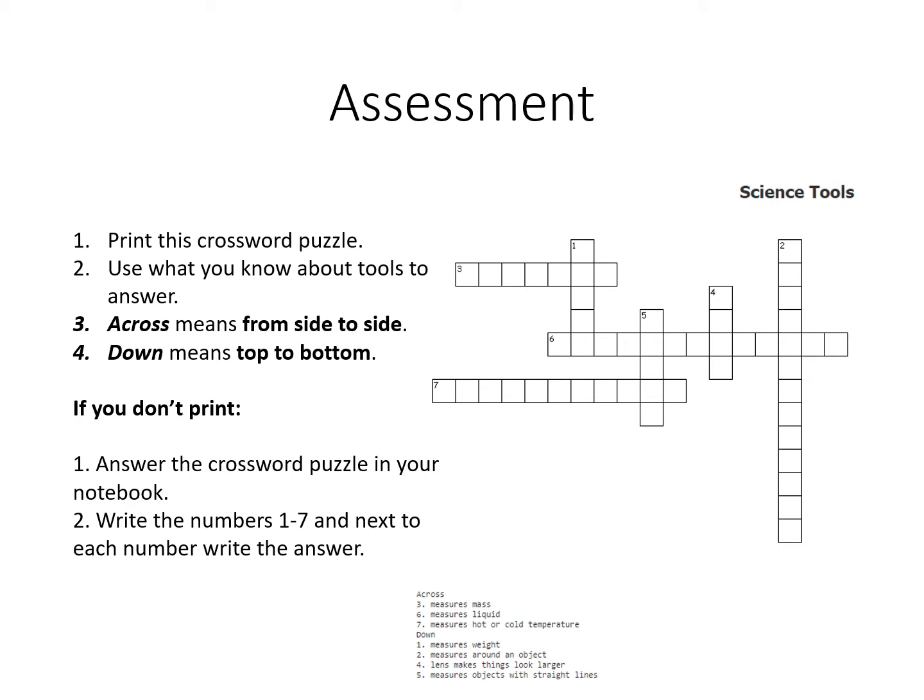So this is your assessment. You're going to print this crossword puzzle. You're going to use what you know about tools to answer the crossword puzzle. Remember, across means from side to side. For example, number 6 is across, number 7 is across, number 3 is across. And down means from top to bottom. Number 1 is down, number 5 is down, 4 is down, and number 2 is down.